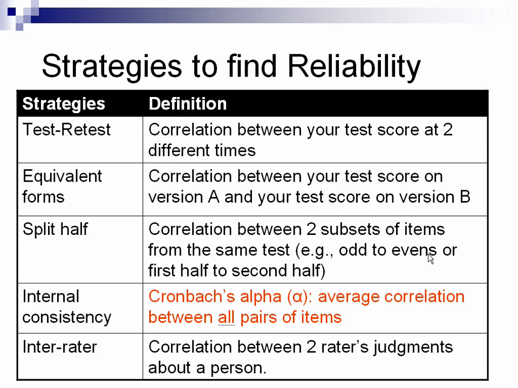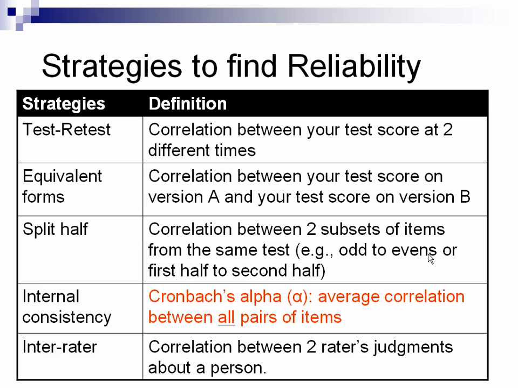Then there's another strategy called equivalent forms. Some of you guys may have actually been a part of this. This is where you take basically two versions of the same test. So you might have version A and version B. And again, you correlate your scores on version A and version B. If the correlations are high, then we have evidence of reliability.